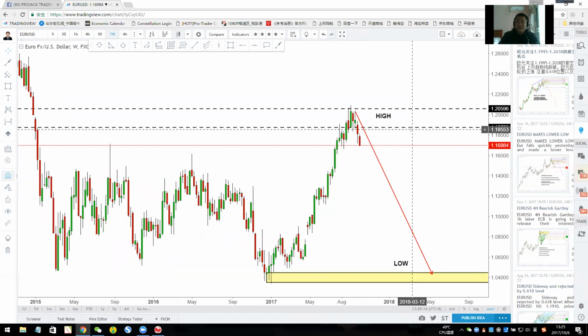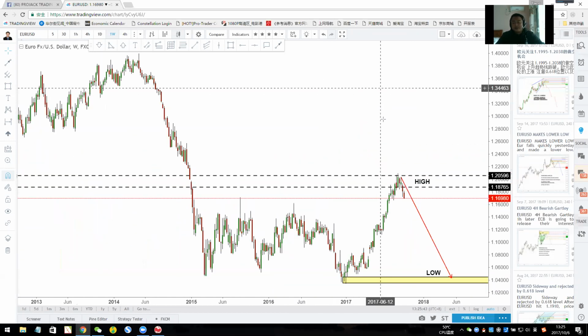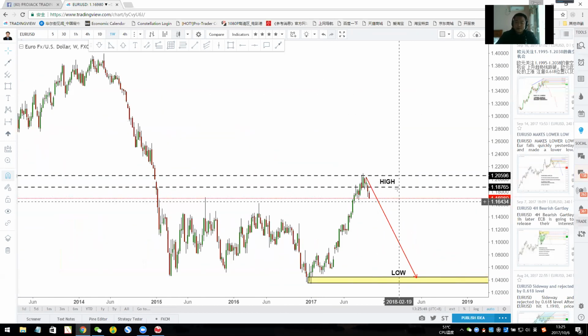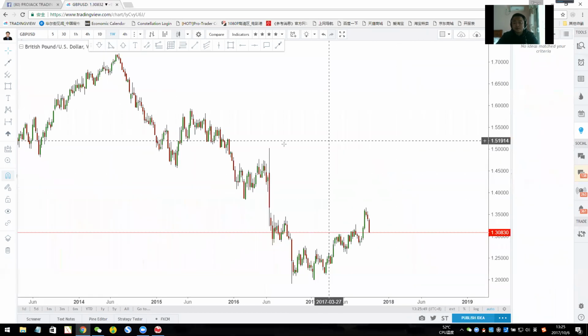Fundamentally the dollar is strong, and the Fed is going to hike the rate. There's one more hike in December, maybe 3 times next year, and eventually in 2019 maybe another hike, and the Fed is going to increase the rate to 2.75%. That is very, very high. So the dollar will go strong, and with the euro we want to keep shorting. And the same for the sterling dollar.